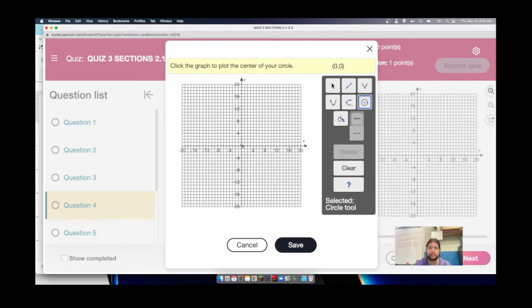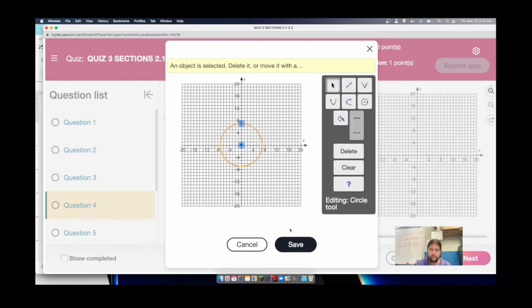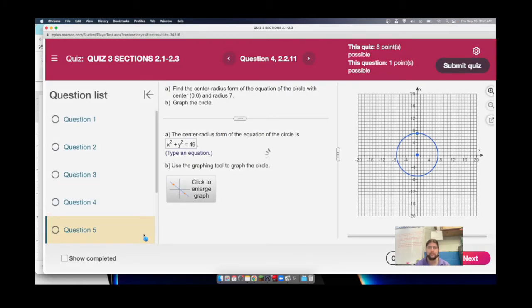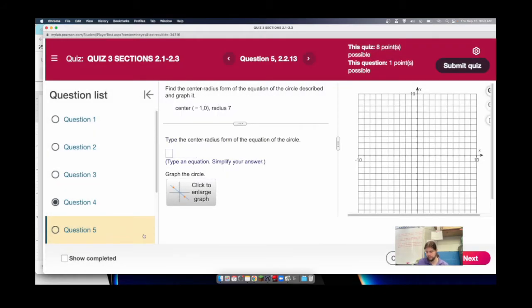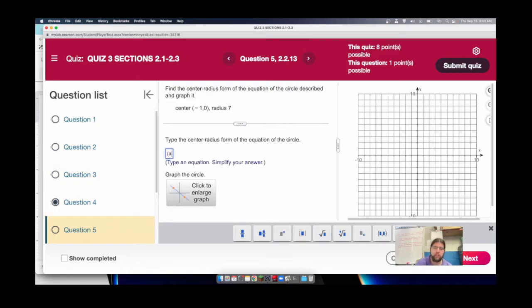Look for 0, 0. And you can count 7. 0, 7. There we go. I was struggling yesterday. So I do have a question that I'm going to mess up on. The 7 is the radius. And then y squared equals 49.